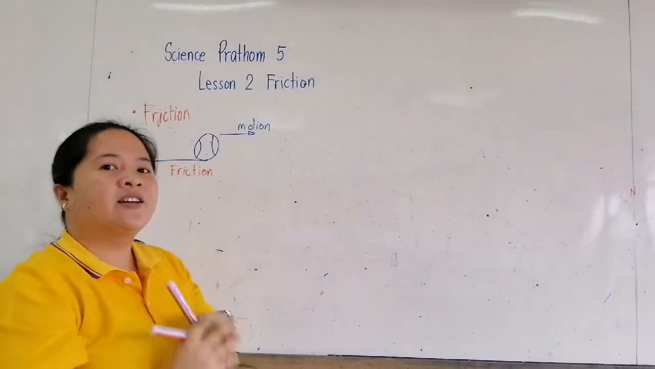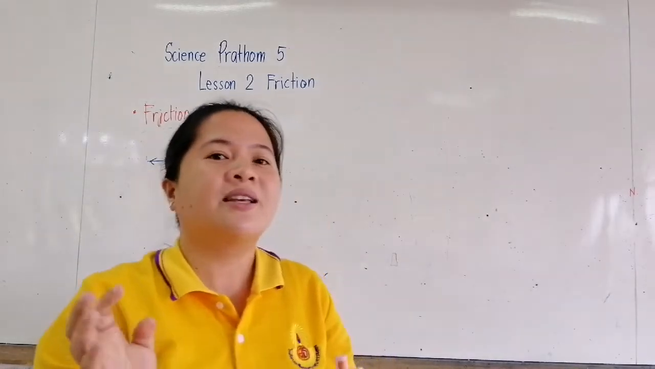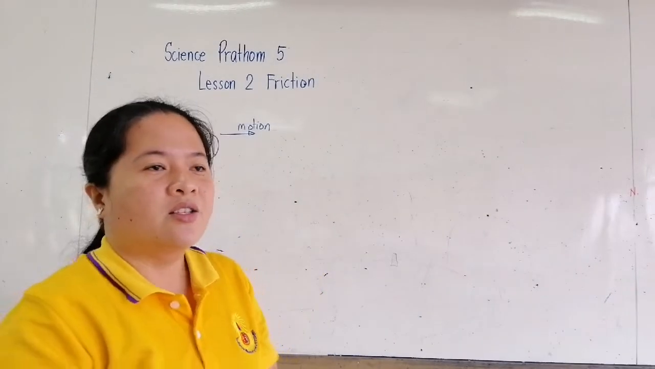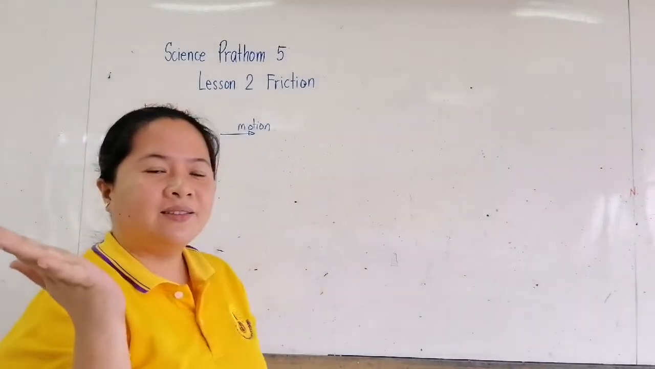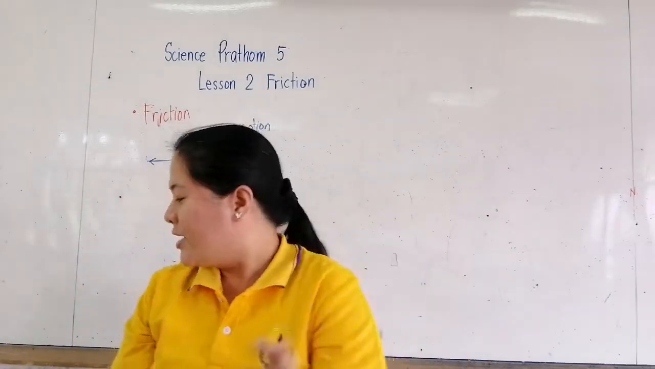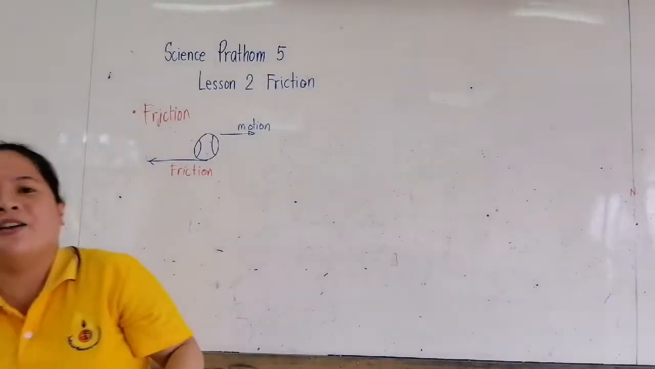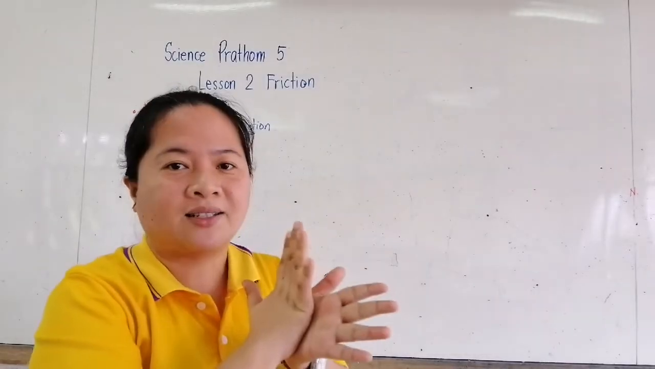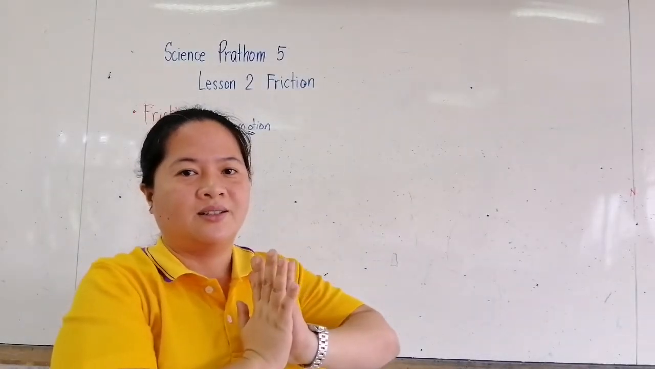Friction will only occur if there are two surfaces in contact with each other. So for example, my palm into my palm. Okay, so there will be friction if there is contact in two surfaces. Okay.